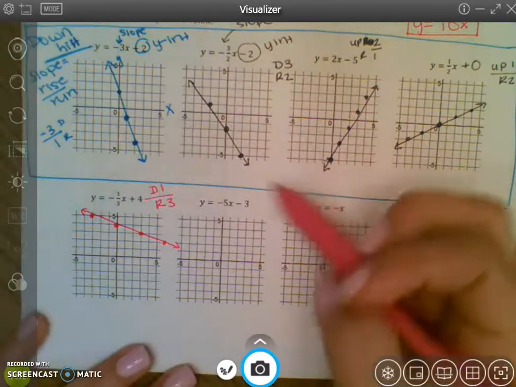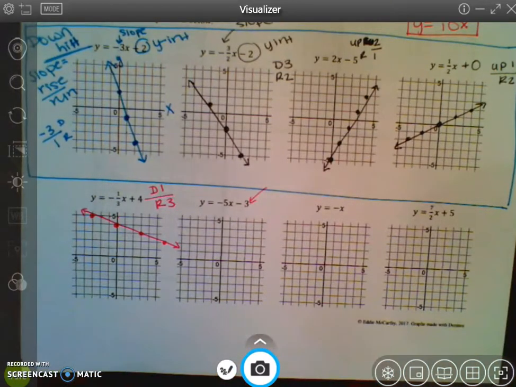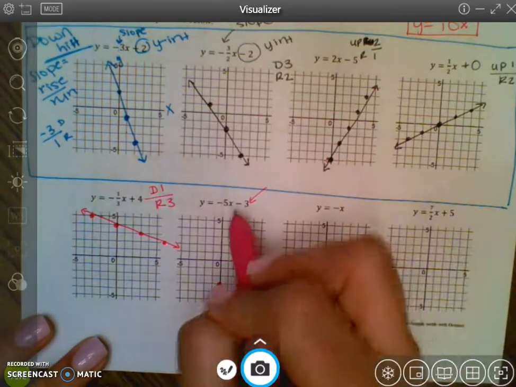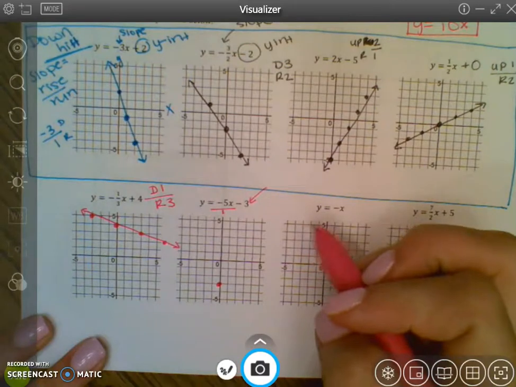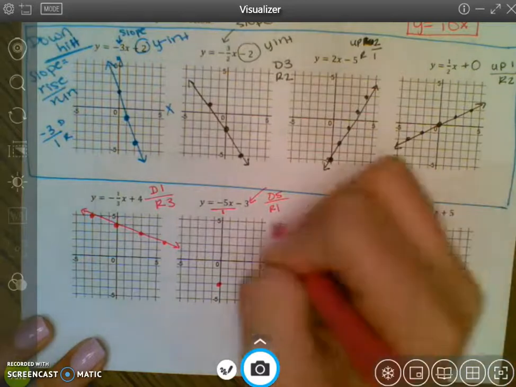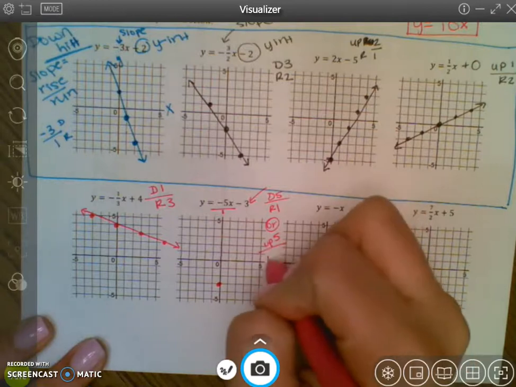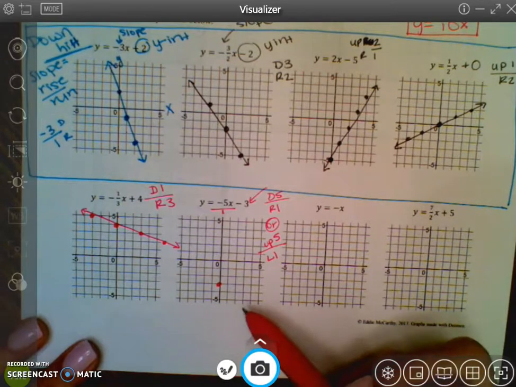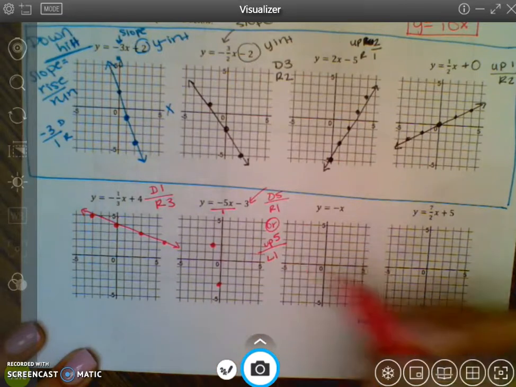Okay, the next one is a negative 3 where I start. Remember, this end number is where I start. It's your y-intercept. So 1, 2, 3. This is a negative 5, which means negative 5 over 1. I can either go down 5, right 1, or the opposite: up 5 and left 1. I'm going to go up 5, 1, 2, 3, 4, 5, and left 1.